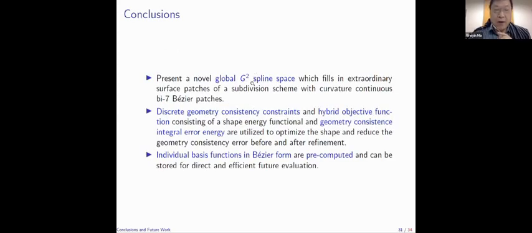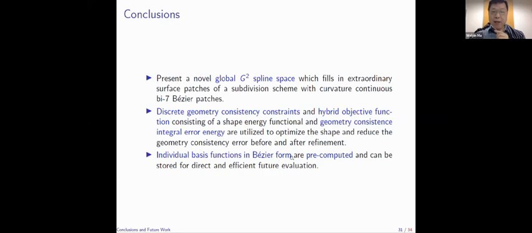Just briefly highlights. We are developing, constructing a global G2 spline space. However, maybe we should say it's mainly for hole filling of subdivision schemes, which can be applied at any level for the downstream applications. We applied also discrete geometric consistency constraints with exact satisfaction. In addition, while we find the final parameters, we also optimize the energy and also the geometric consistency as well as the integral between two neighboring refinements.